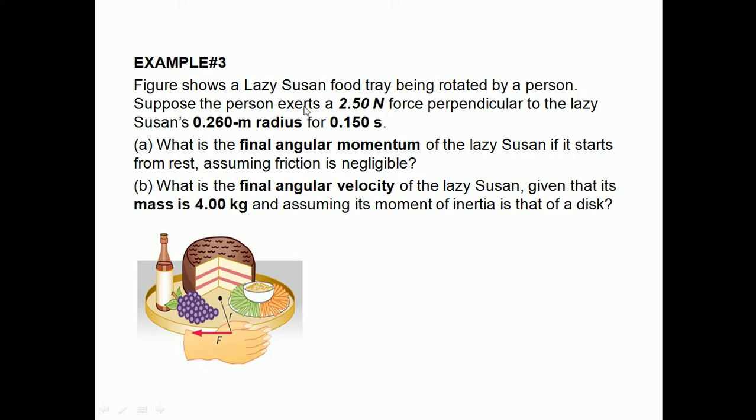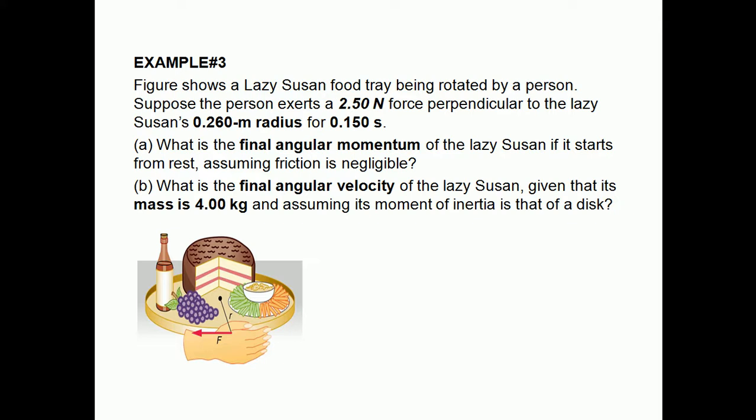Assume the person is exerting a 2.8 newton force. This is the force exerted by the person perpendicular to the tray, and the radius of this particular tray has been mentioned: 0.6 meter. The force is applied for a period of 0.15 seconds. So now we will be calculating some of the values. What is the final angular momentum?